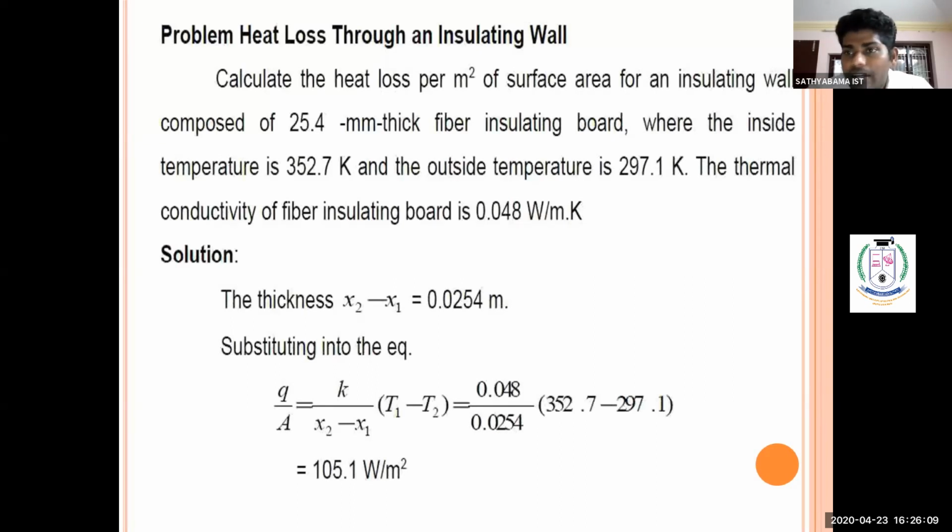The outer temperature and inner temperature are given, and the fiber insulating board thermal conductivity value is given as 0.048. I am directly substituting into Fourier's law of conduction and calculating the value for Q. Why am I taking A as 1? Because I am considering it per meter square. Okay.